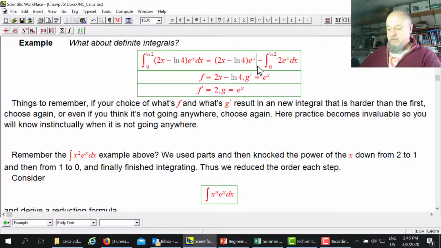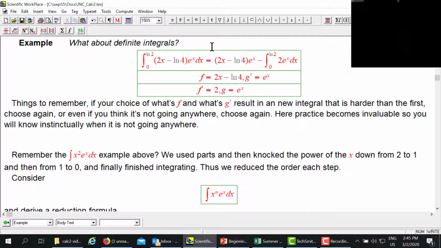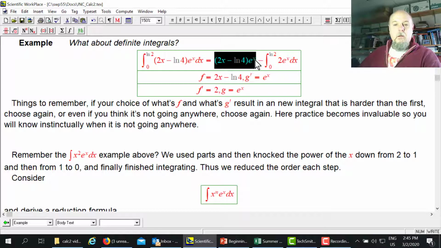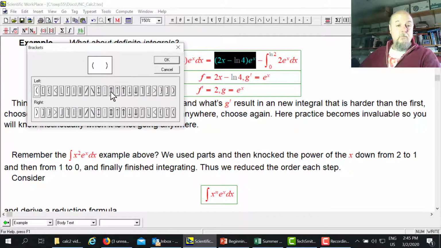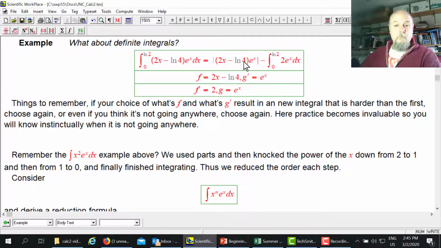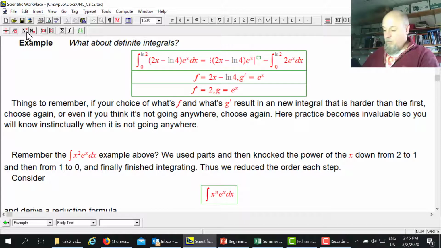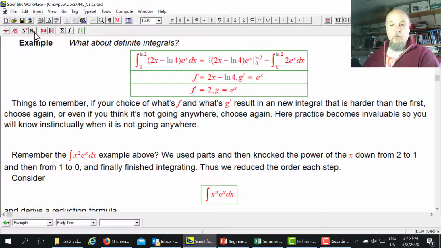But what about this f and g here? Well, we need to evaluate this piece, so I'm going to put some brackets, like blank and a line. So the integral turns into a straight line with the endpoints, the endpoint of ln 2 and the endpoint of 0. So we did our integration by parts, and we're keeping our 0s and ln 2s here.